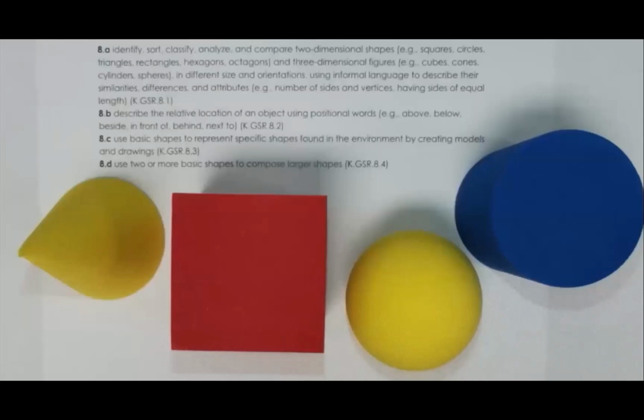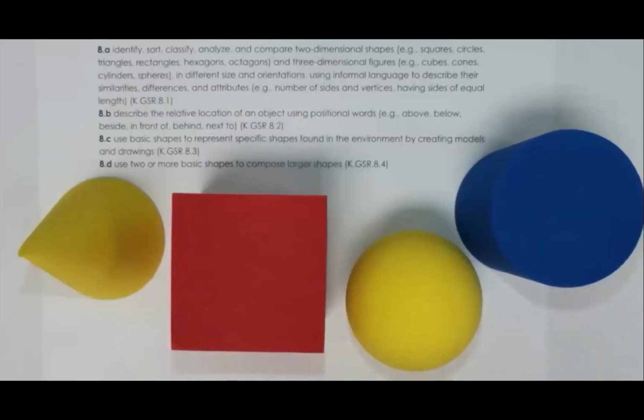So if we look at our IOA 8A, it says that we're going to identify, sort, classify, analyze, and compare our shapes. Specifically, the three-dimensional shapes that we're going to be working with are cubes, cones, cylinders, and spheres. And we do want to use those in a variety of sizes as well as orientations. But let's go ahead and talk about the identify portion of this IOA.